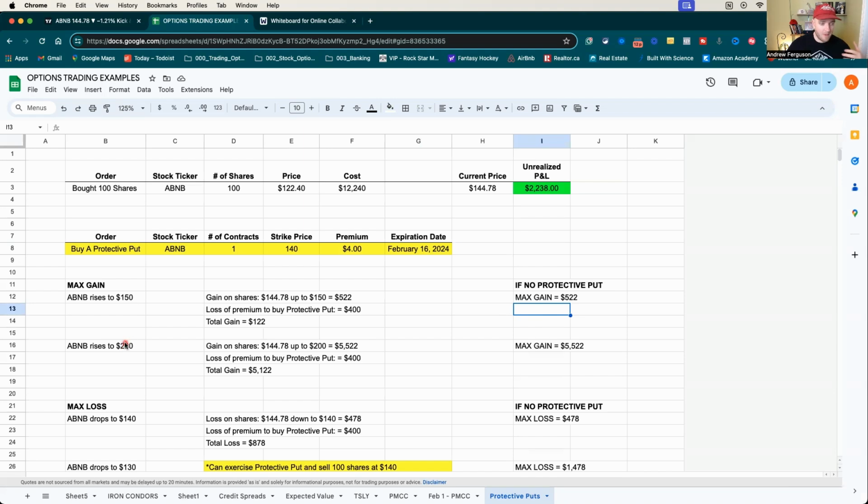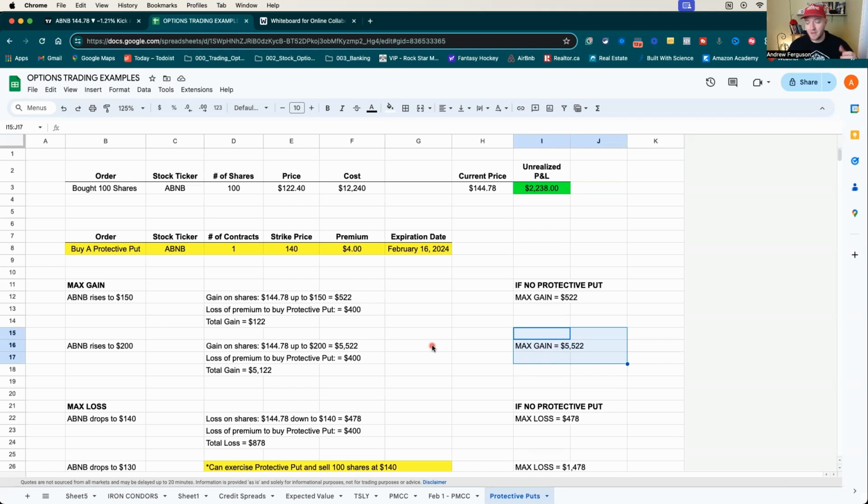If the stock price for Airbnb goes up to 200, it's the same thing, right? We go 144 up to 200. We subtract the difference between those two, and it ends up being $5,522. We again deduct the cost to buy the protective put, our insurance, from the total there. So we go 5522 minus 400, total gain 5122. Again, if there was no protective put in place over here on the right side, we would have a maximum gain of 5,522.